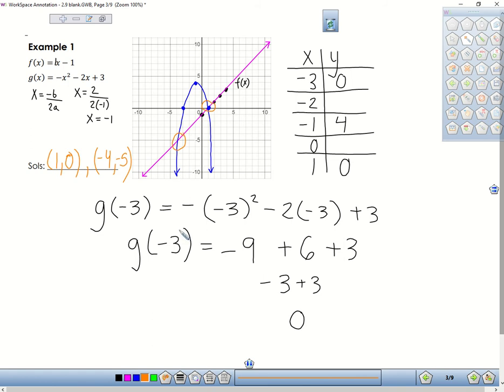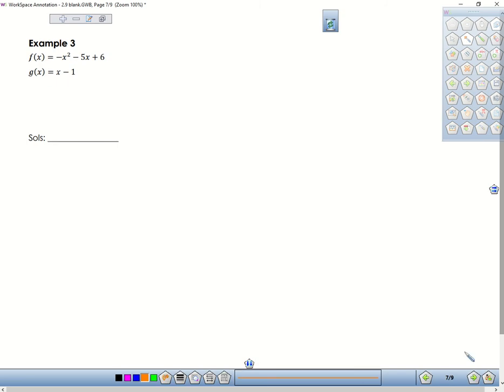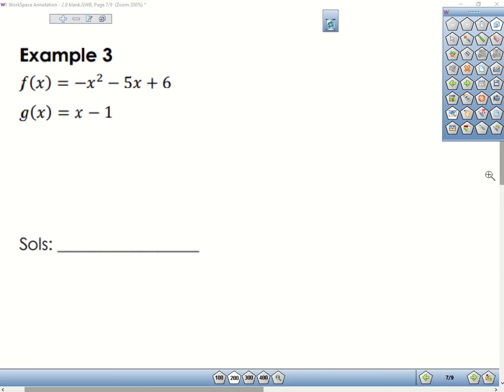So for that reason, we use the substitution method. So I'm going to skip all the way forward, and we can come back to some of these graphing ones, but I'm going to skip all the way to example 3. Yes? Oh yeah, sure. So I'm skipping all the way forward to example 3 because we can also use algebra to get the same results that we got before.